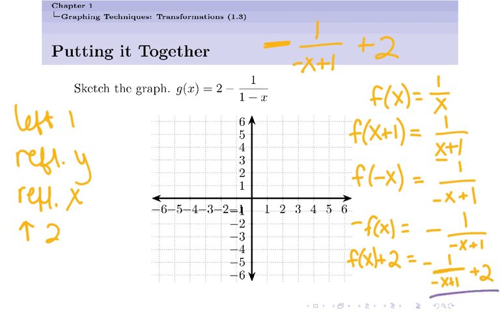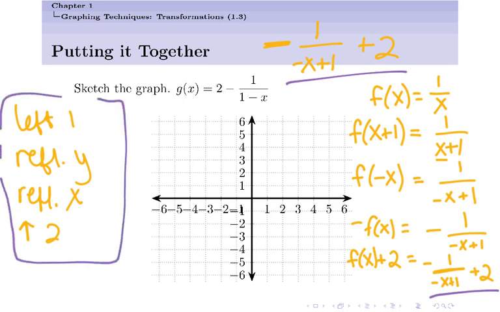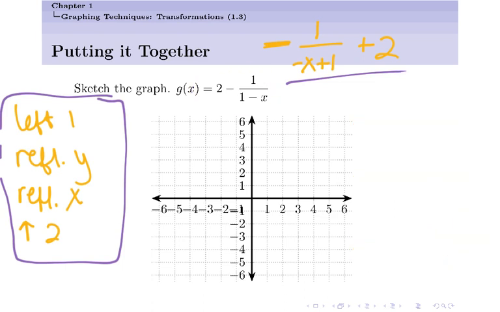This final equation here matches this equation here, which means if I follow these steps in this order, the graph of my final equation should be the graph of this equation here. So I'm going to do a rough sketch of my parent function. Okay, now I need to move it 1 to the left. Now I need to reflect it over the y-axis. Now I need to reflect it over the x-axis. Now I need to move each ordered pair up 2 units.